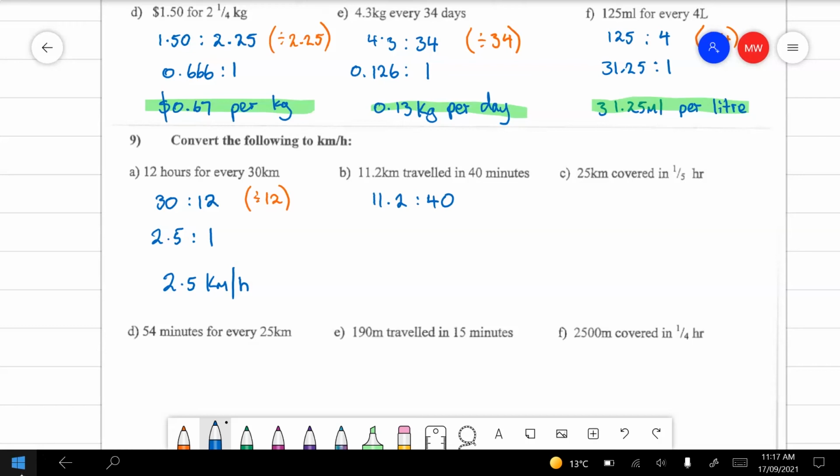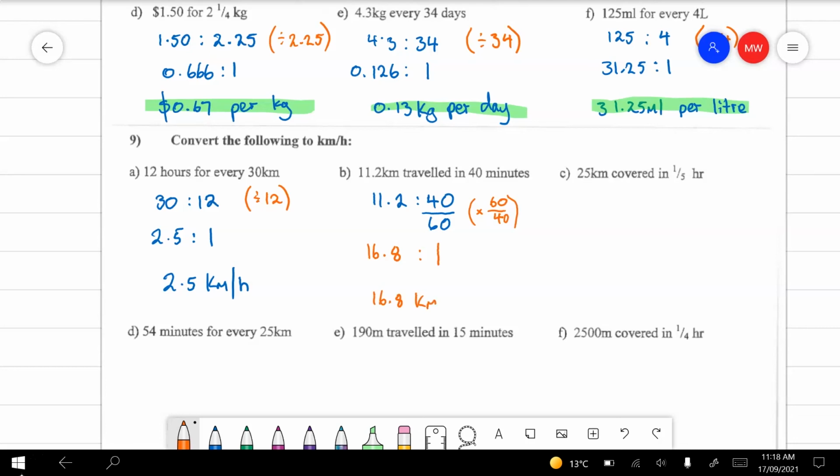So if I've gone 11.2 Ks in 40 minutes, that's no good. I want to know hours. So I also know that there's 60 minutes in an hour. So I've really only traveled 40 of the 60 minutes. Which means that if I flip it upside down and I multiply both sides by 60 over 40, that's going to turn this into 1, and it'll turn the other side into 16.8. So I've gone 16.8 kilometres an hour. That's nice.